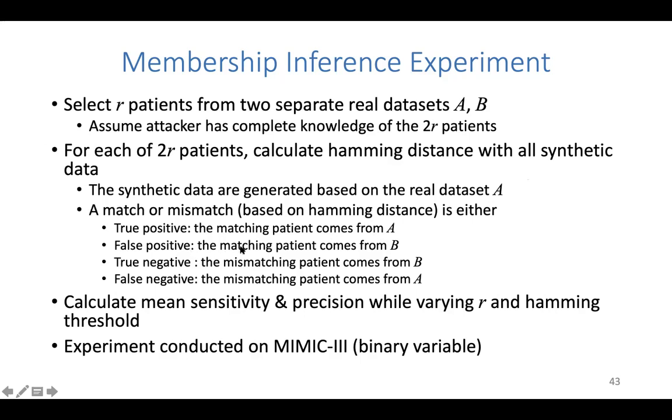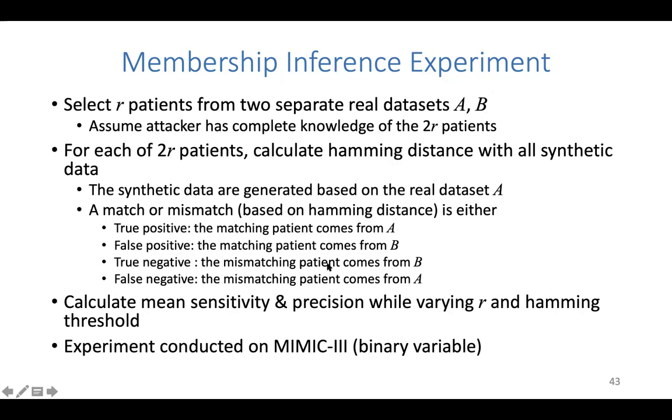A false positive is when one of the 10 patient records from B is a completely matching record with fake synthetic data that was generated from A. It's a false positive because they should not be matched, because only matching cases should occur between A and synthetic samples. If a matching sample occurs between B and a synthetic sample, then that's a false positive, because the synthetic data was generated based on A, not B. So that's a false positive.